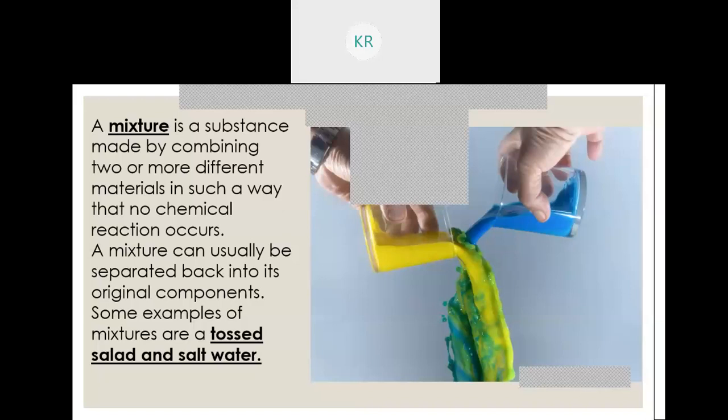As you can see here, a mixture can usually be separated, but pure substances can't be. For example, you cannot separate hydrogen and oxygen from the water molecule, but you can separate the different components from a tossed salad. So this is the definition of mixture.